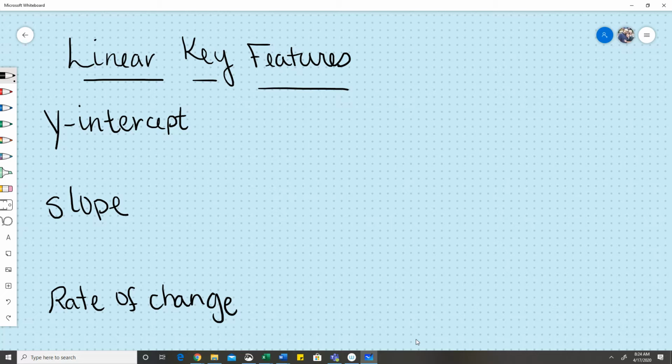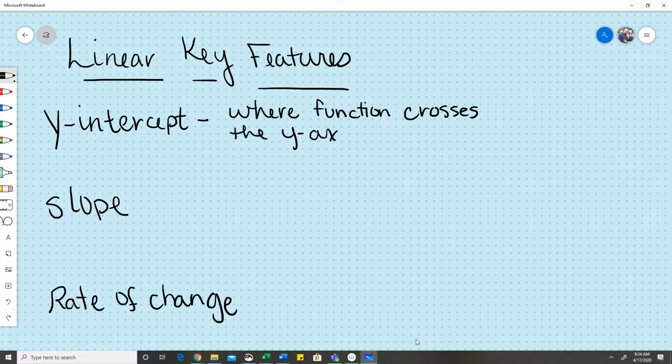First, let's get some definitions out of the way just so that we understand what it is that we're talking about. The y-intercept is where your graph crosses the y-axis. So whatever your function is, every function has some kind of y-intercept. It doesn't matter if this is a linear function or a quadratic function. Wherever it crosses the y-axis, that's a y-intercept.